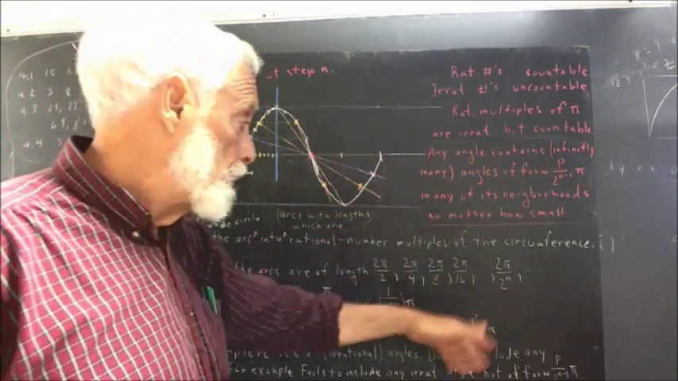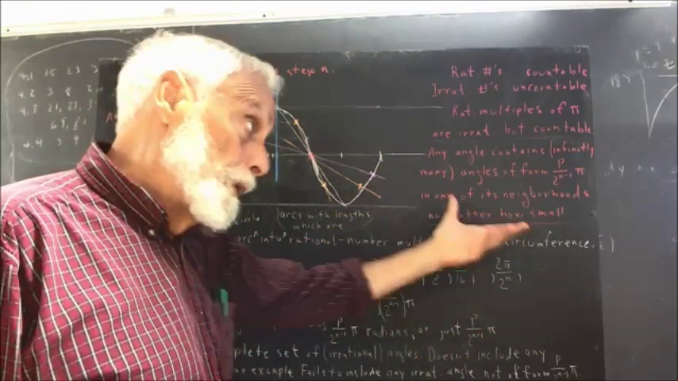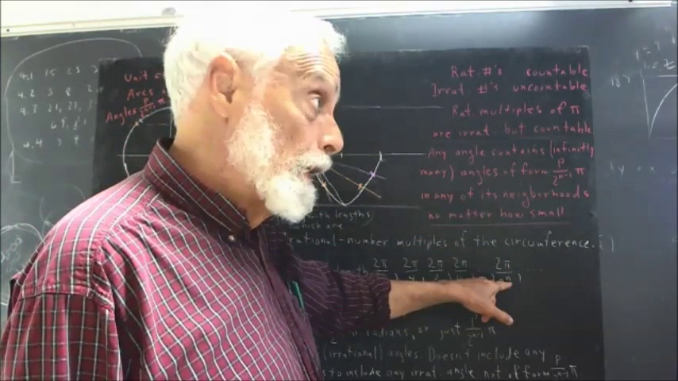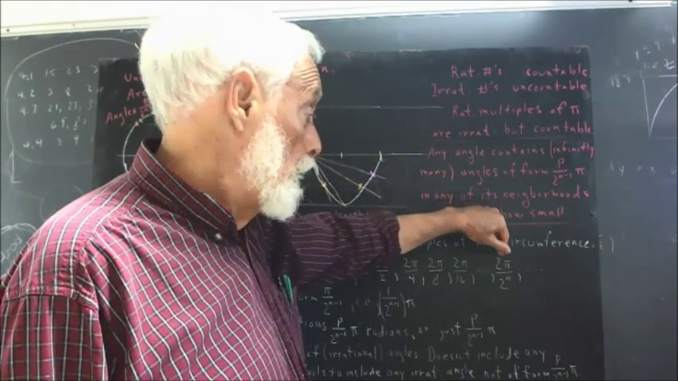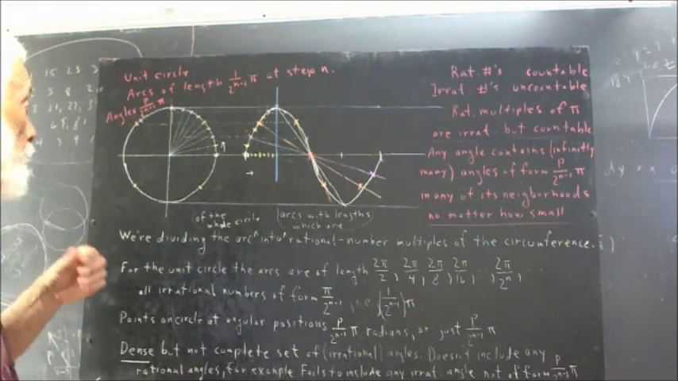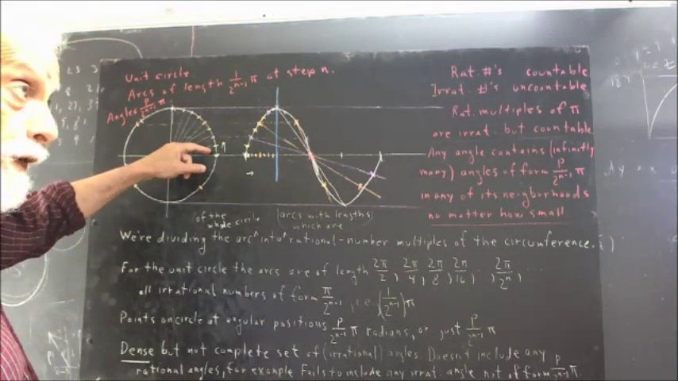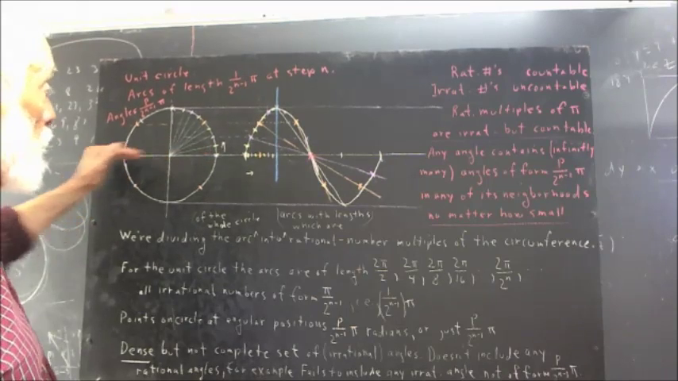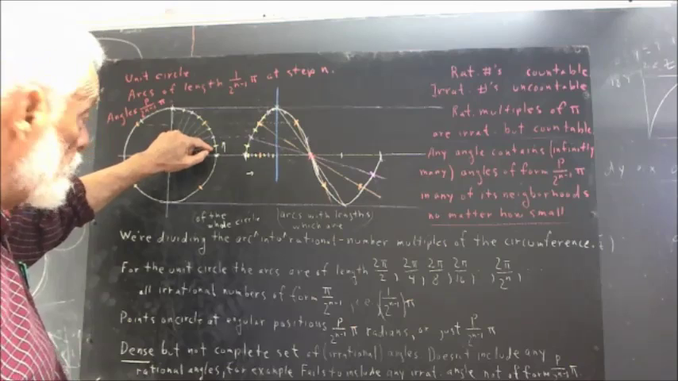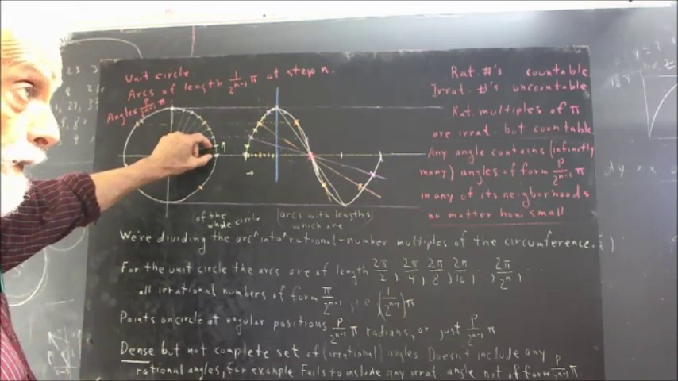So with every division, the denominator doubles. In general, after n steps, we have an arc of length 2 pi over 2 to the n. Now, to get this arc here, for example, what would n have to be? We've got 1, 2, 3, 4, 5 subdivisions, and we get an arc of this length.